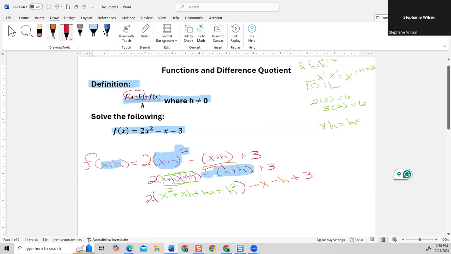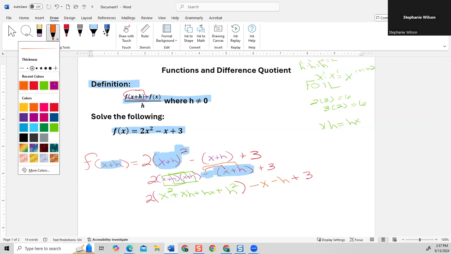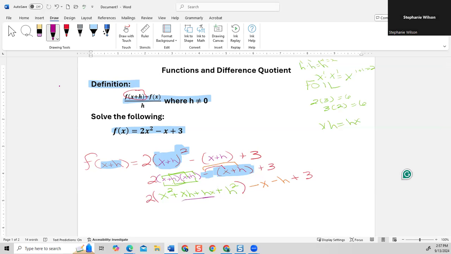Next, we are going to distribute, or actually, let's clean up. What I mean by clean up is these two here are like terms, and we're adding. That's like saying you have $1 plus $1. So 1xh plus 1hx is going to be 2xh. And then we're going to bring everything else down.